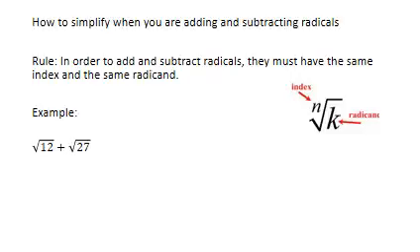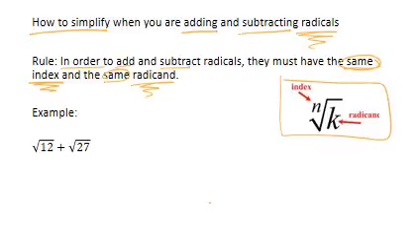I've got the square root of 12 plus the square root of 27. So what we're concerning ourselves with is how to simplify when we're adding and subtracting radicals. In this case, I'm adding radicals. Now here's the rule that we need to follow when we're adding and subtracting radicals. In order to add or subtract radicals, they must have the same index and the same radicand. What's the index? What's the radicand?